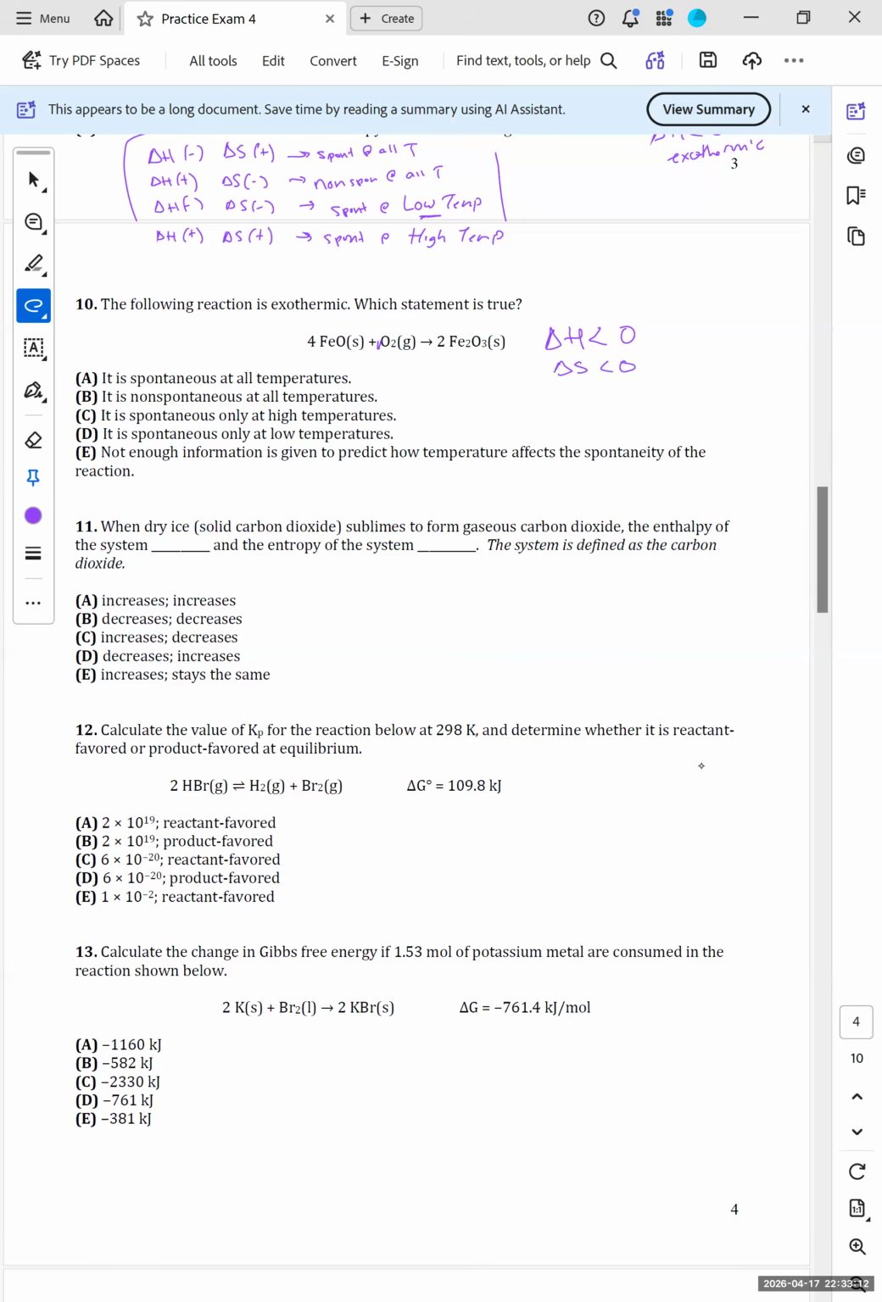This combination, going back to our table above, means that it's spontaneous at low temps, and it's not spontaneous at high temps, right? So knowing that, this one is not non-spontaneous at all temps, and no, it's spontaneous only at high temps, and we just determined it would be low temps, so C's out. It's spontaneous only at low temps. Yeah, that sounds right. Not enough information? They gave us enough information. So the answer to this one would be D.